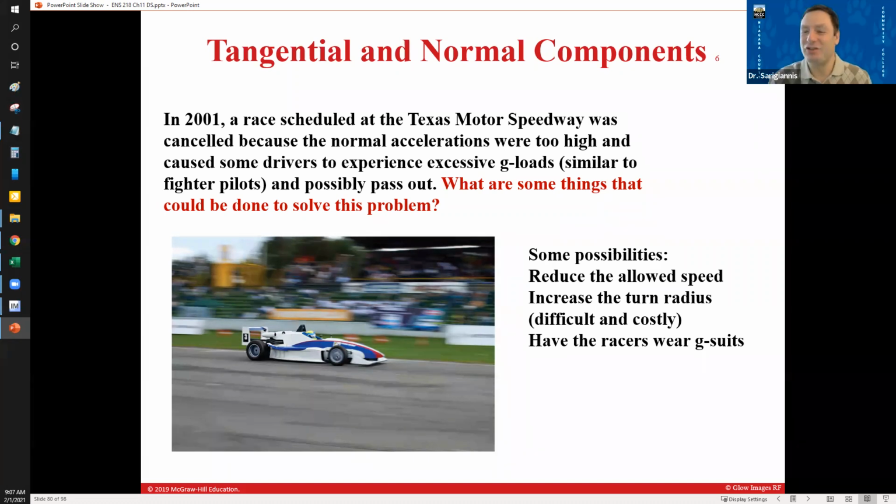Obviously, changing the turn radius is not really easy to do, since the track's already built. You've got to decide whether you're going to change the radius. And then there's having the racers wear G suits. This was one other option. Again, kind of pricey, but this is what fighter pilots wear. They wear some kind of G suit that tightens up the rest of your body to keep blood flowing to your head.